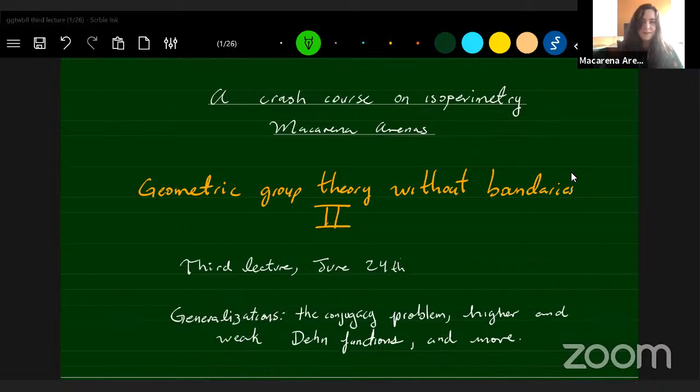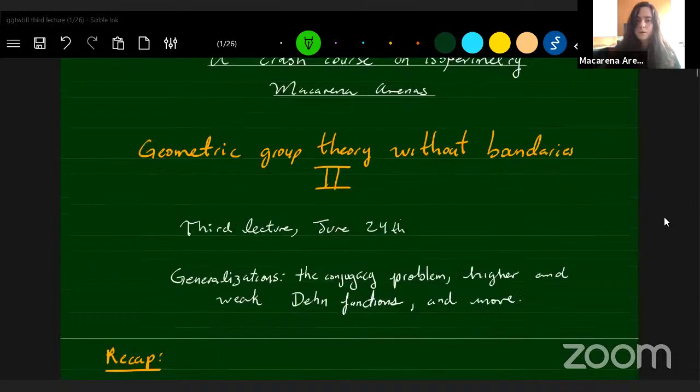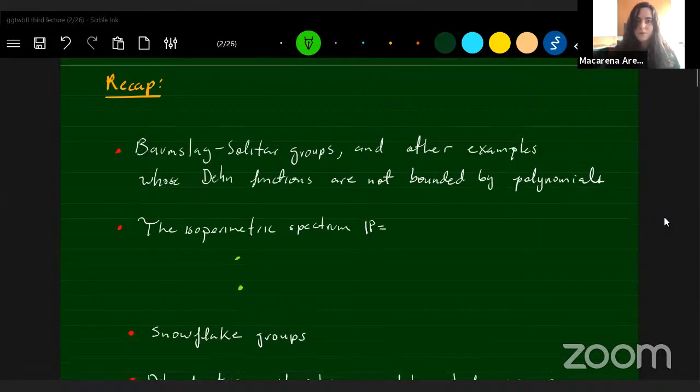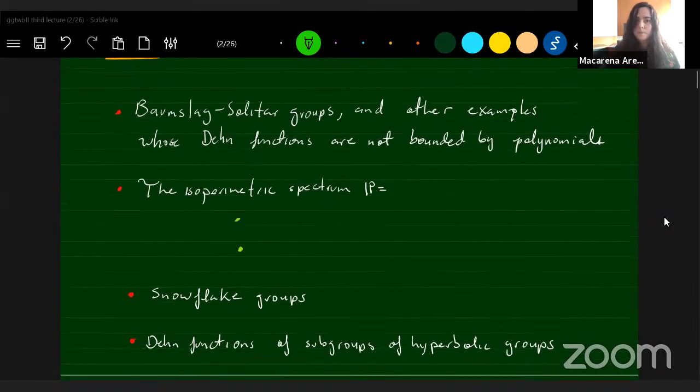Thank you, Blue. Thanks everyone for coming. Today I'm going to switch gears a little bit, and instead of discussing more examples of Dehn functions or properties of groups with certain Dehn functions, I'm going to discuss some generalizations. I'm going to discuss the conjugacy problem and some variations, some other versions of Dehn functions that one can define. I'm going to begin with a quick reminder of what we did on Tuesday.